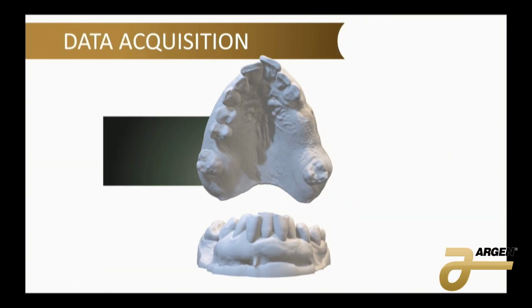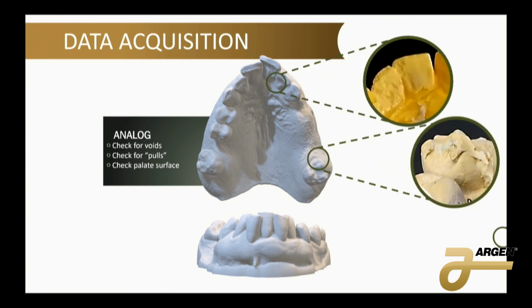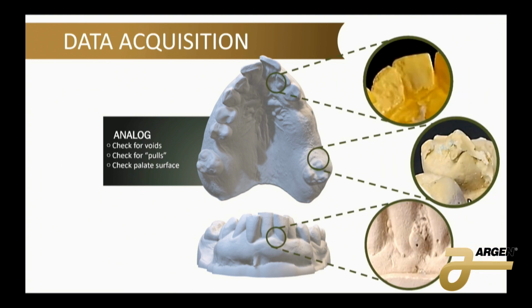So if we're looking at analog, what you want to do is check for voids, check for pulls. What this means is if the lab or the clinic is sending you an impression that they have already poured up, they have taken that impression off too soon. So that stone has now stretched that tooth. It's really obvious. You just have to look at your models and you'll see it looks unnaturally long and it looks like somebody pulled off that impression too soon. So that's a pull.